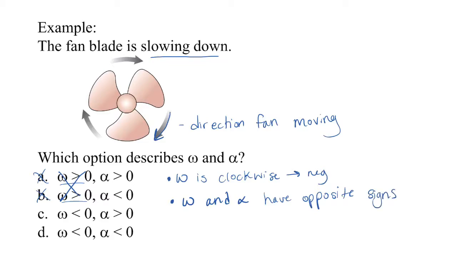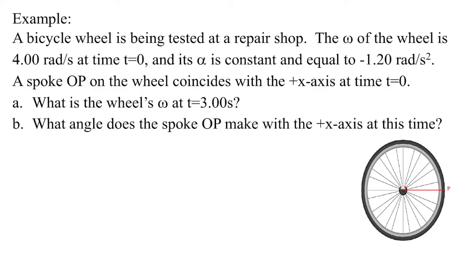As it's slowing down. So therefore, if omega is negative, alpha should be positive. So our answer should be C, because it's the one where it has omega as negative and alpha as positive, or greater than 0. And there we go. Okay, let's do another example.